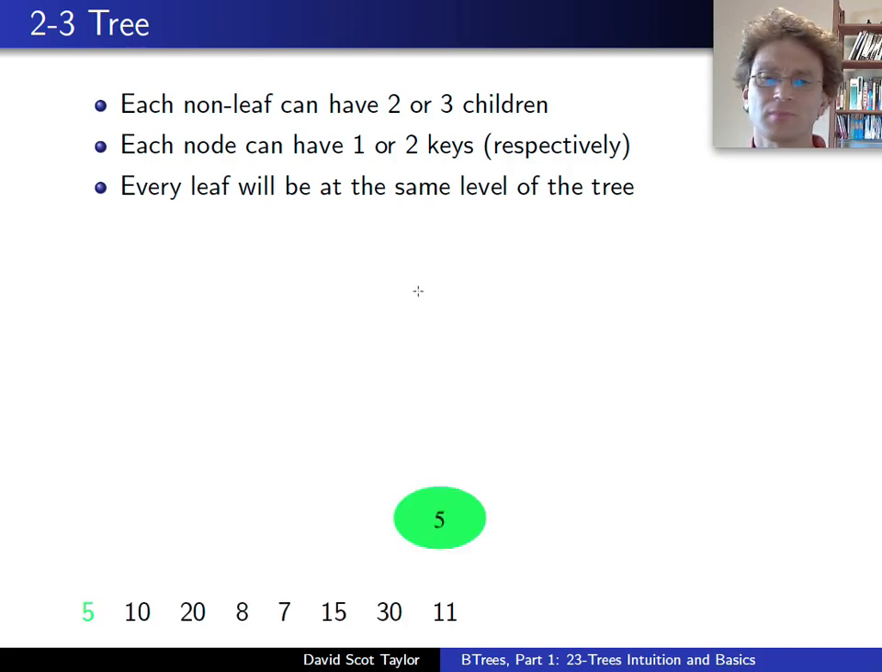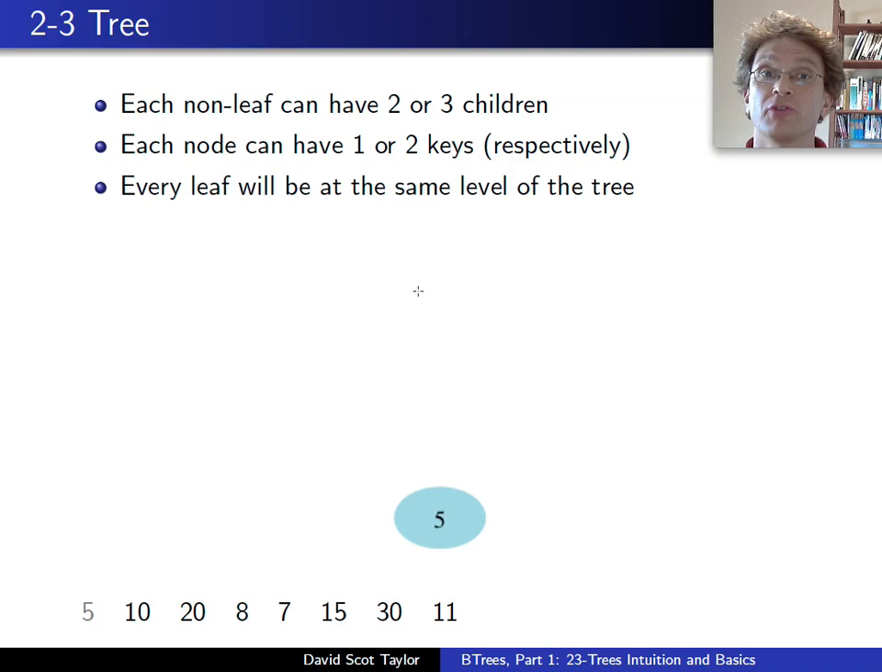I say, well, I'm going to insert these numbers, 5, 10, 20, 8, 7, 15, 30, 11, into a 2-3 tree. And, well, okay, I insert a 5. There it is, my 2-3 tree. You're welcome. Okay, so now I want to insert a 10.